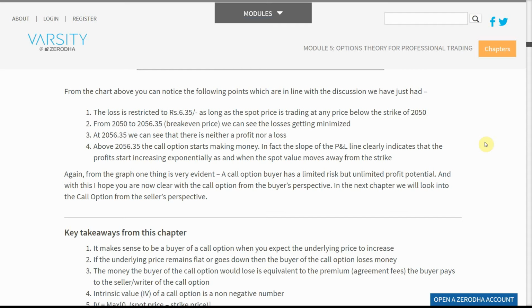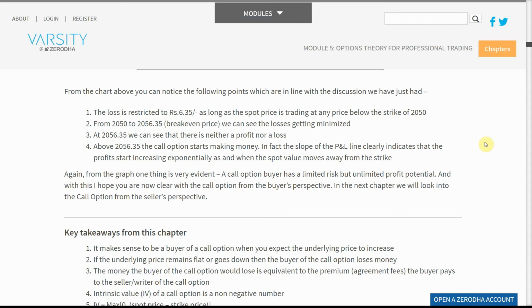At 2056.35 we can see that there is neither a profit nor a loss. Above 2056.35 the call option starts making money. In fact, the slope of the P&L line clearly indicates that the profits start increasing exponentially, as and when the spot value moves away from the strike.